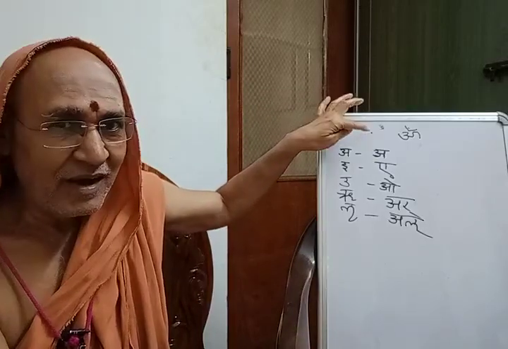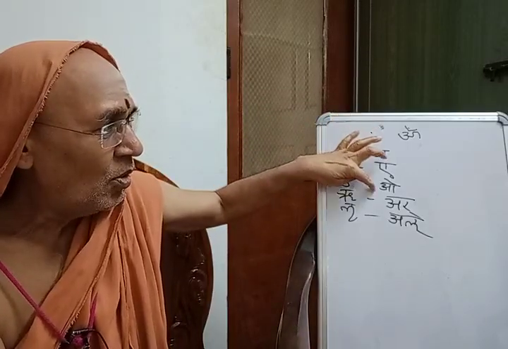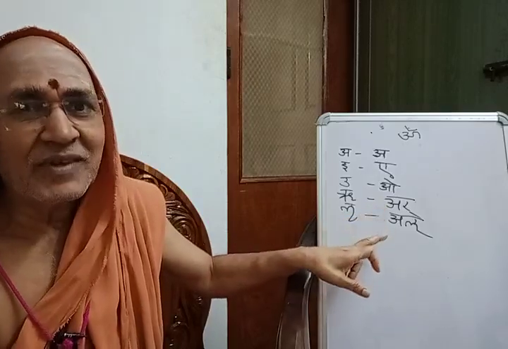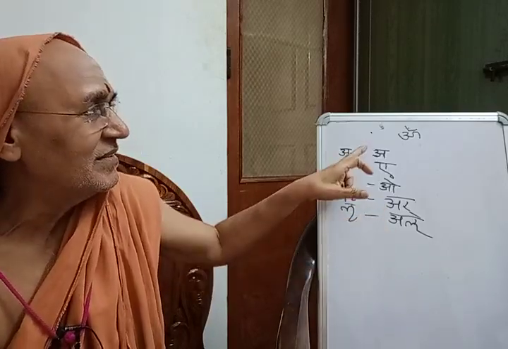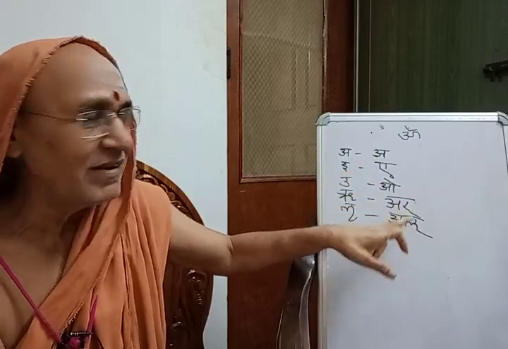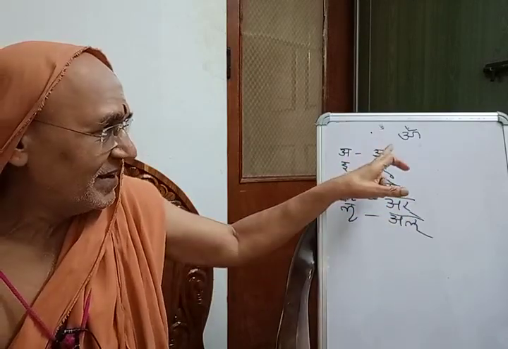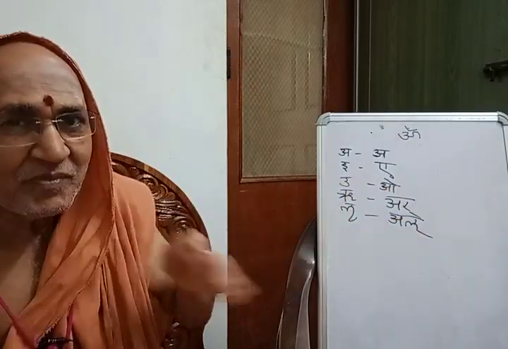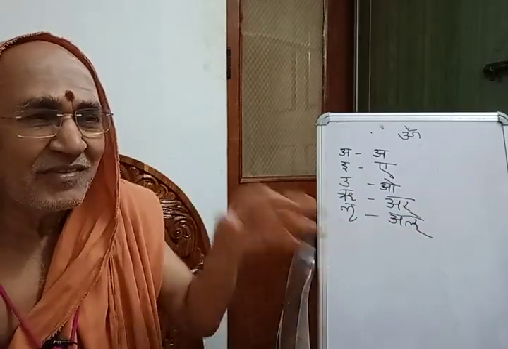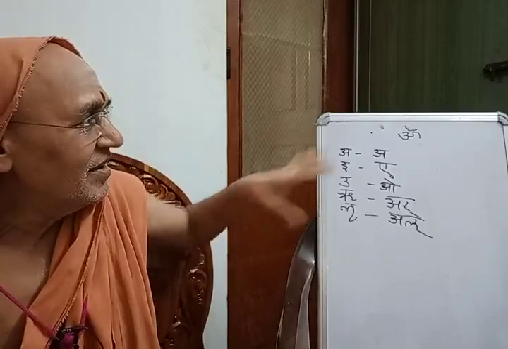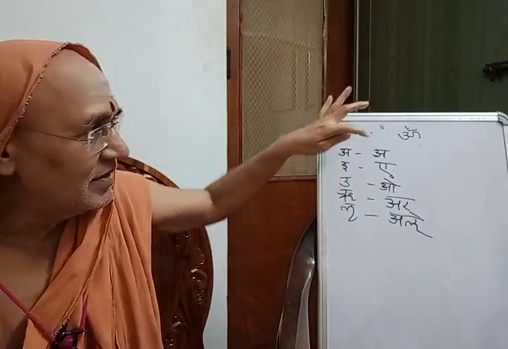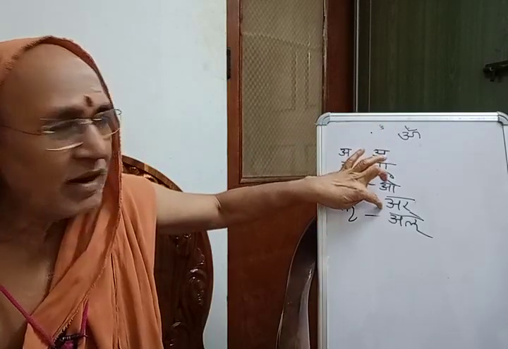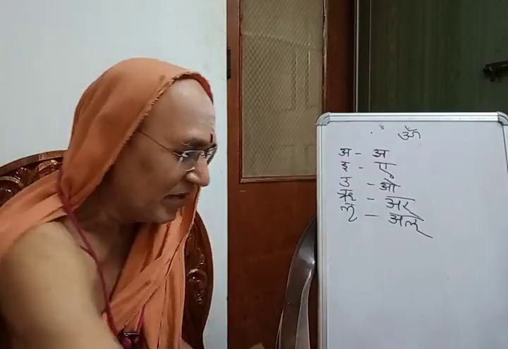A, O, Ar and Al. These Ar and Al, instead of taking separately, some people call it the A alone added with Ra and La. The same A added with Ra and La becomes another extra form. But for simple beginners, if you don't go into those technical details, we say these 5 are the guna letters. A, O, Ar, Al. These 5 are called gunas.